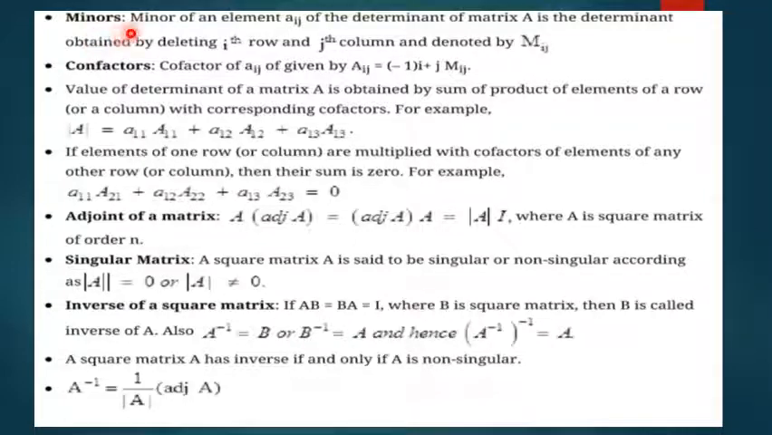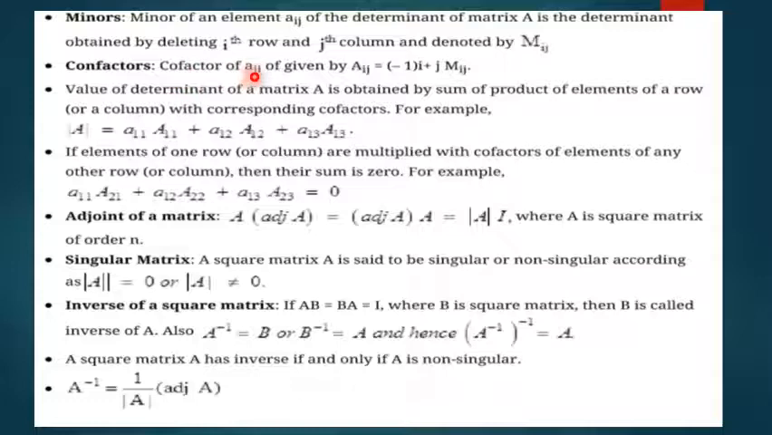Minors. Now what are minors? Minor of an element aij of a determinant of matrix A is the determinant obtained by deleting the ith row and jth column and is denoted by Mij. Okay, either we delete one row or any one column and we write the determinant, then it is called a minor of the determinant. Okay, then cofactors.